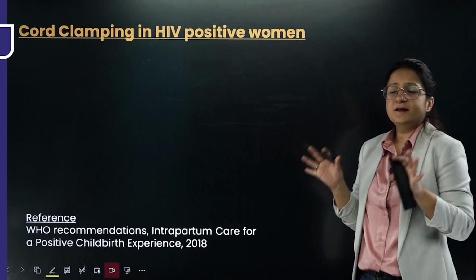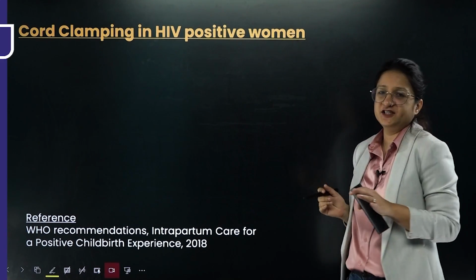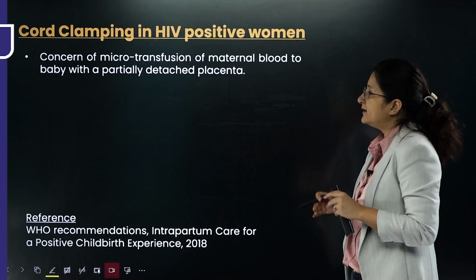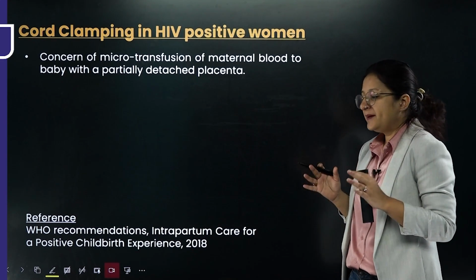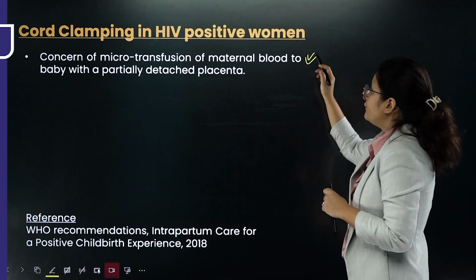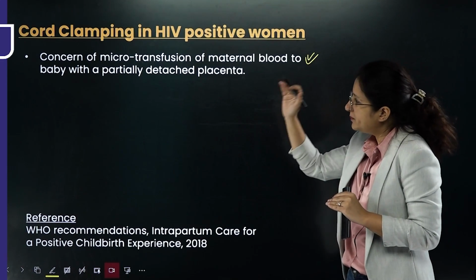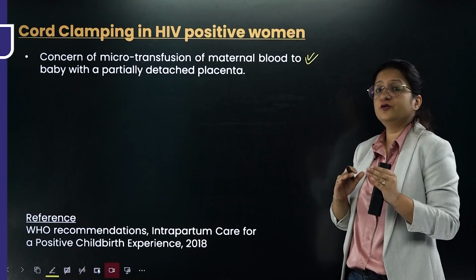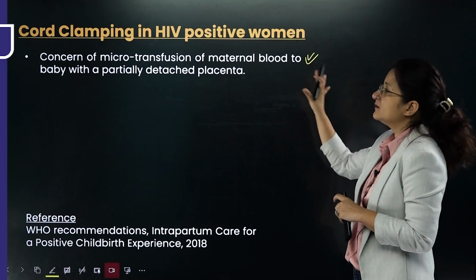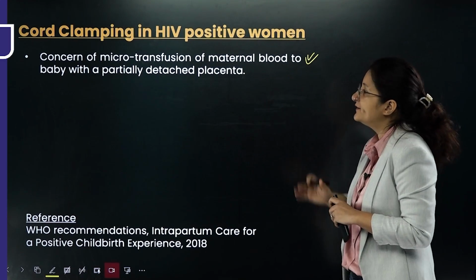Now, let's talk about another controversial area, another area of debate, which is cord clamping in HIV positive women, whether delayed or early. Those who say that early cord clamping should be done raise a concern that there is a possibility of microtransfusion of maternal blood into the fetal, the newborn circulation, with a partially detached placenta. That is the concern they raise. So that's why they say early cord clamping should be done to avoid this.